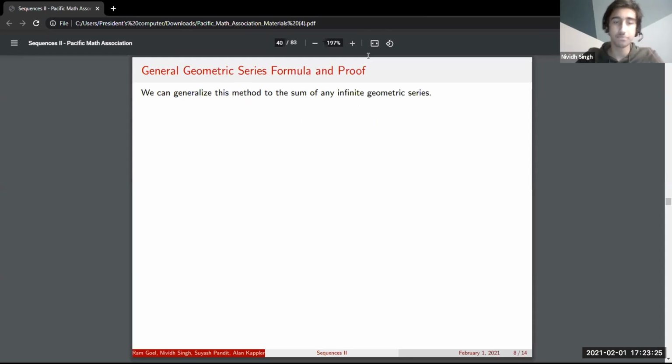All right. So now that was a really specific example, but now we're going to generalize it into general geometric series formulas. We can generalize this method. So the common ratio satisfies that the absolute value.